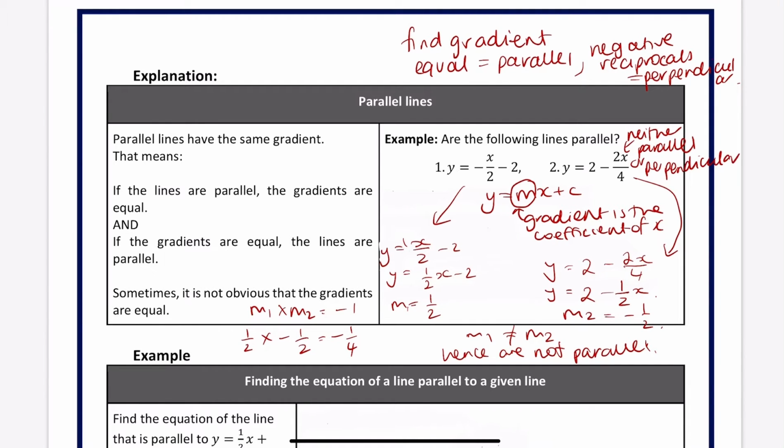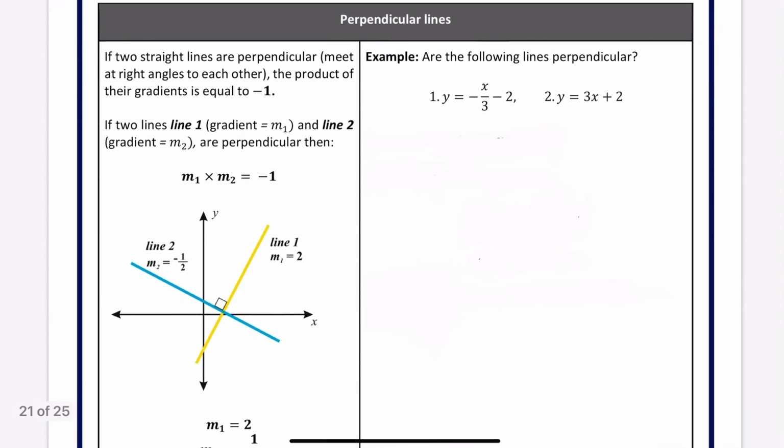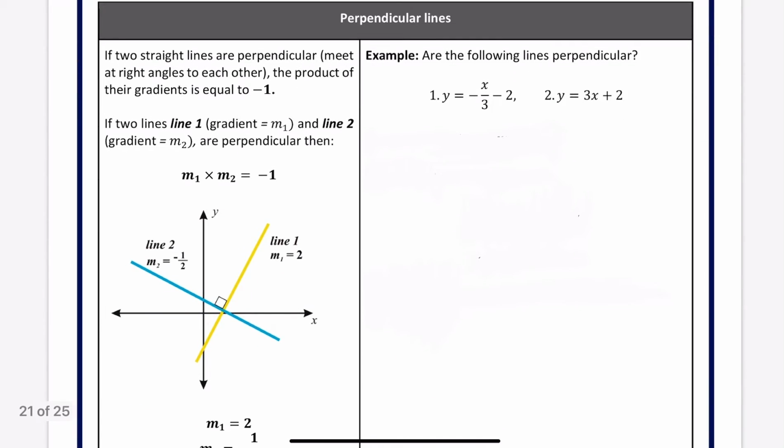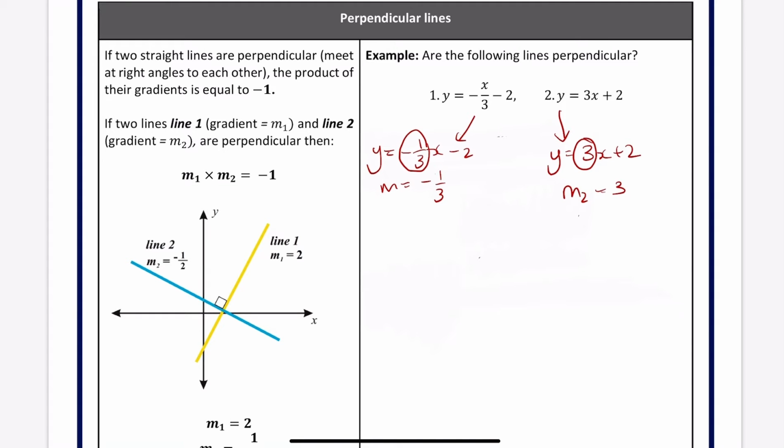Okay, let's look at another example. Okay, so are the following lines perpendicular? Okay, so let's identify the gradient of this one. So our line is y equals negative 1 over 3x minus 2. So our gradient equals negative 1 over 3 because that is the coefficient of x. Now let's have a look at this one. y equals 3x plus 2. The gradient in this case is our 3, so our second gradient is 3.